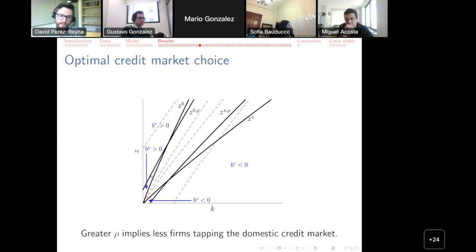This small area is going to be the firms that are going to be borrowing domestically. This small area would be the firms that are going to be saving domestically.